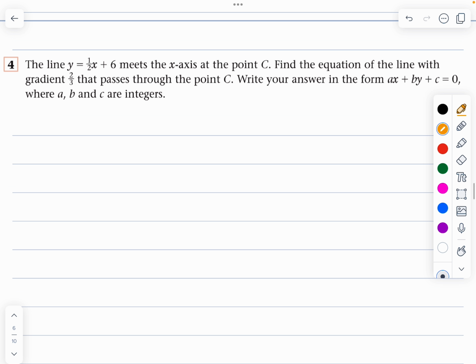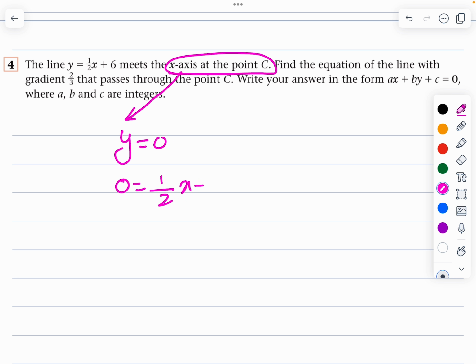Question number 4. The line meets the x-axis at point C. X-axis means y equals 0. So 0 equals half x plus 6. So half x equals negative 6. X equals negative 12. Negative 12, 0. This is point C.